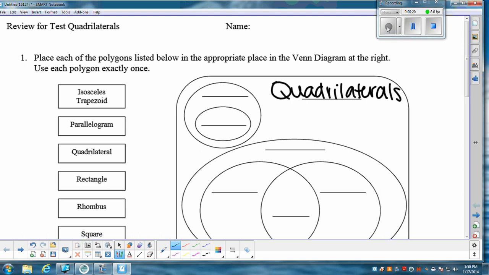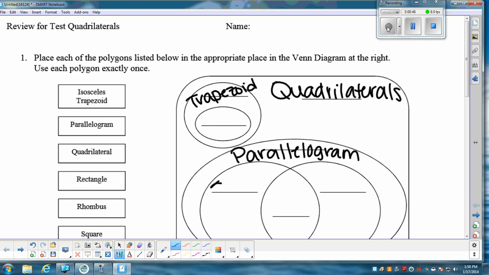Our quadrilaterals, based on the number of parallel sides they have, can be broken down into trapezoids if they only have one pair of parallel sides, and parallelograms if we have both pairs of opposite sides parallel. Within our parallelograms, we can look at, do we have all the angles congruent, or do we have all the sides congruent?